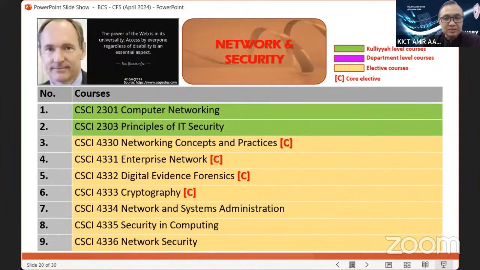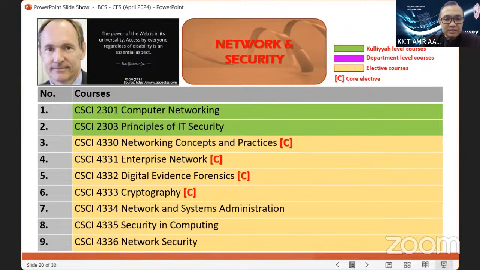So in network and security, all our students at the kuliah will be taking computer networking and principle of IT security. But in order for you to qualify for the network and security concentration, you need to take these 4 courses. Networking concept and practice 4330, enterprise networks 4331, digital evidence forensics 4332, and cryptography 4333. Right, so that will mean if you complete all these 4 courses, then it will be mentioned on your transcript that your specialization or concentration is network and security.